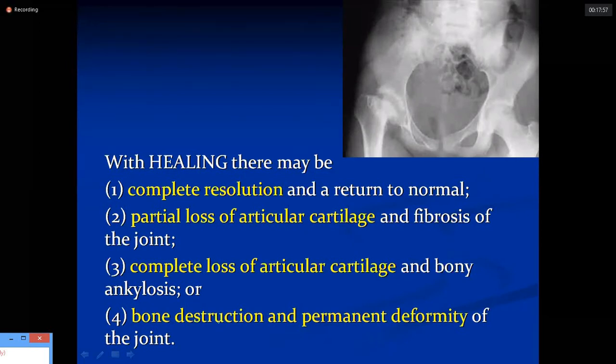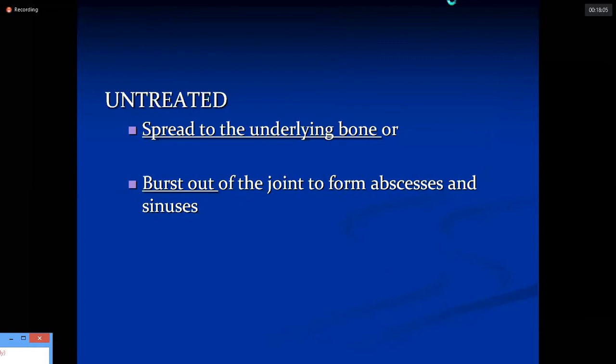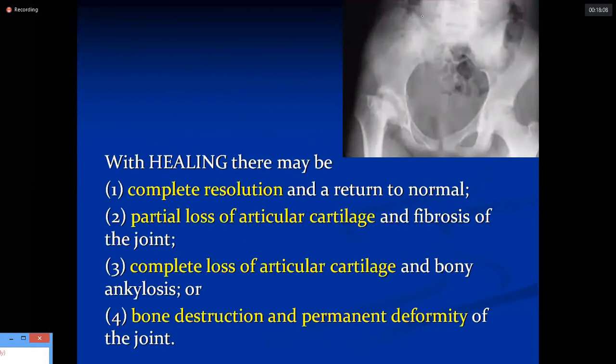Again, remember one difference I told you about, the difference between septic arthritis and tubercular arthritis. The disease process of tubercular arthritis is slow. The disease progress of septic arthritis is fast, rapid. So another difference is that septic arthritis, since the progress is rapid, usually leads to bony ankylosis.